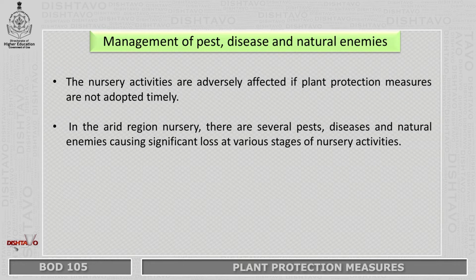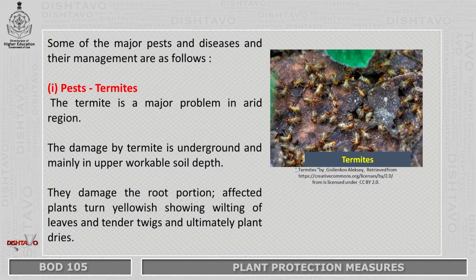Management of pests, diseases and natural enemies. The nursery activities are adversely affected if plant protection measures are not adopted in time. In the arid region nursery, there are several pests, diseases and natural enemies causing significant loss at various stages of nursery activities. Some of the major pests and diseases and their management are as follows. Pests.